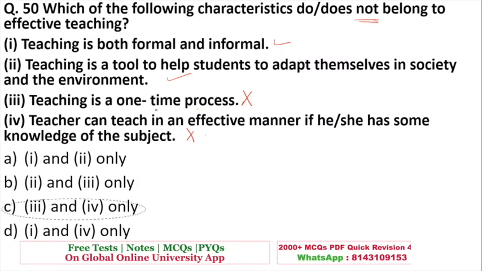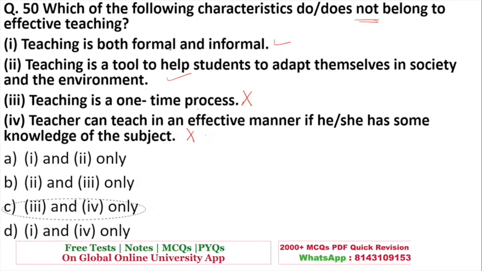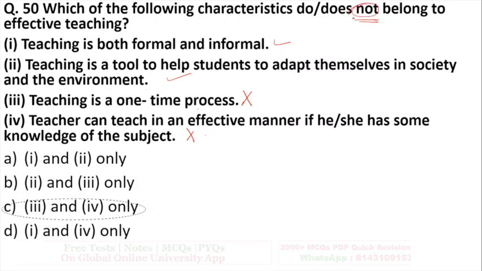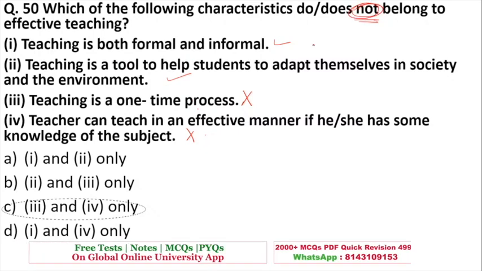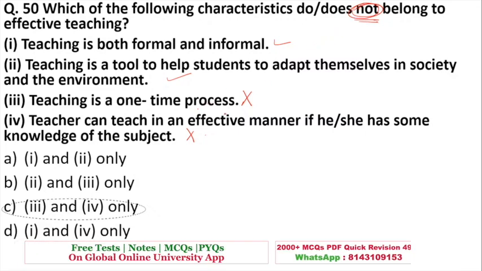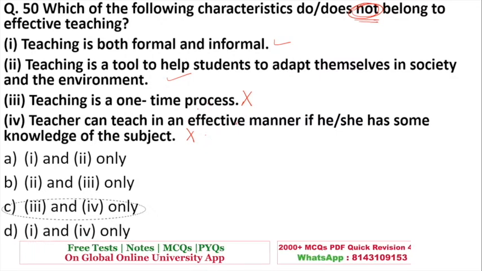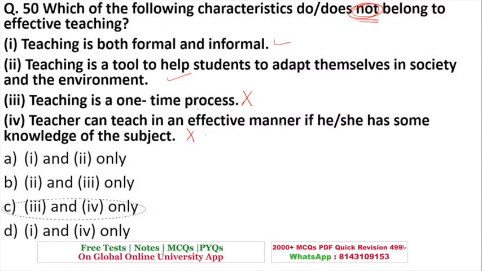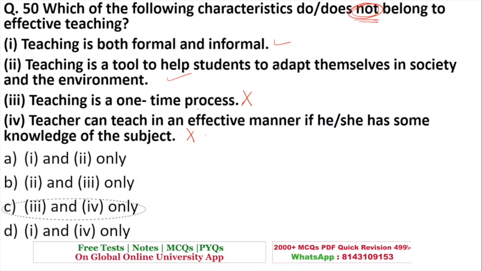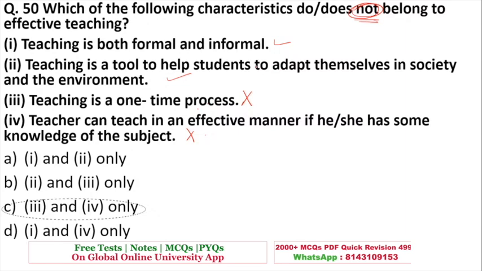Some student has said A is the right answer. No, it is not, because teaching is both formal and informal. Here the question is saying which does not belong to effective teaching. So teaching is not a one-time process, and a teacher cannot teach in an effective manner if she has only some knowledge. She should be master of that subject. Mastery is important.